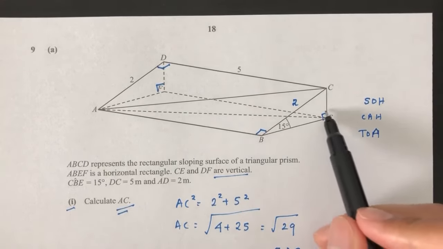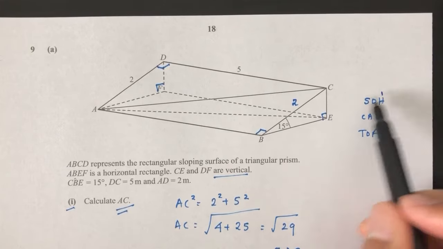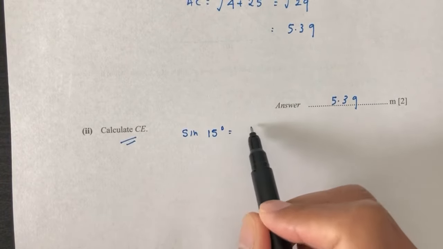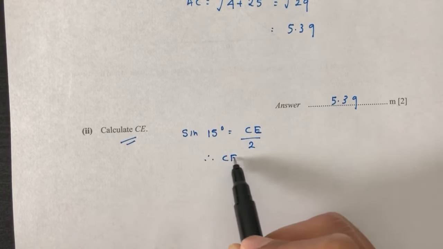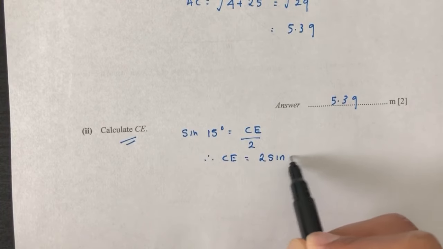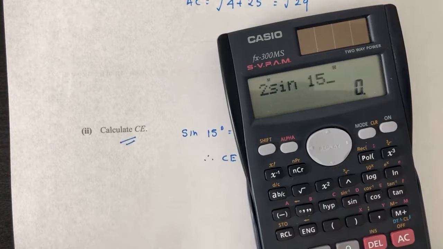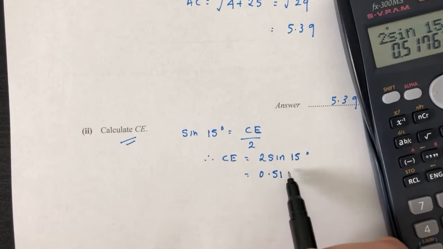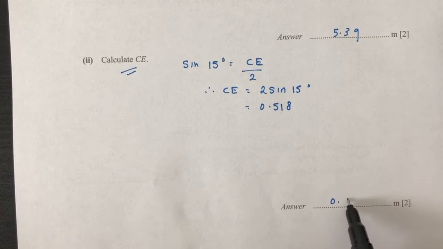So what do we have? We have the hypotenuse, and we're trying to look for the opposite side, so we have to use sine. So sine of angle 15, this is given to us, is equal to CE over 2. So CE equals 2 sine 15. So 2 sine of 15, that will be 0.518, correct to 3 significant figures.